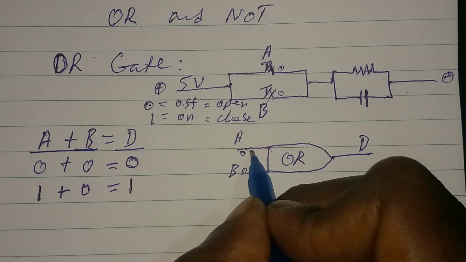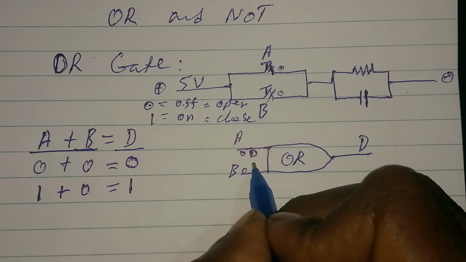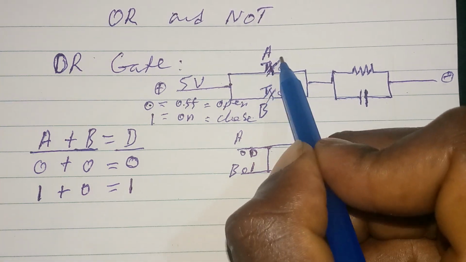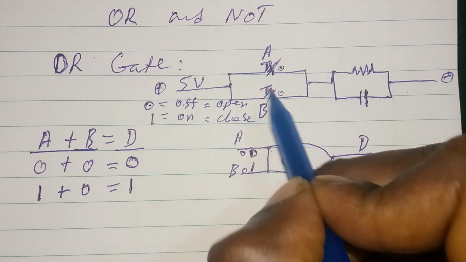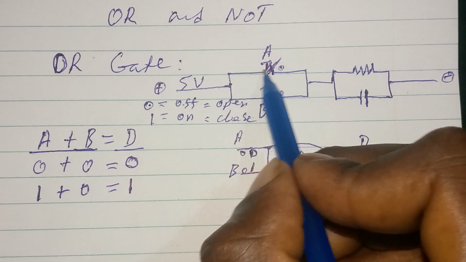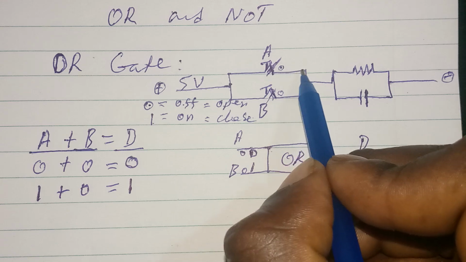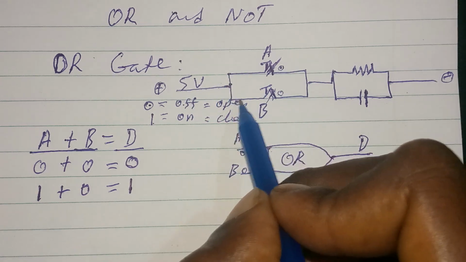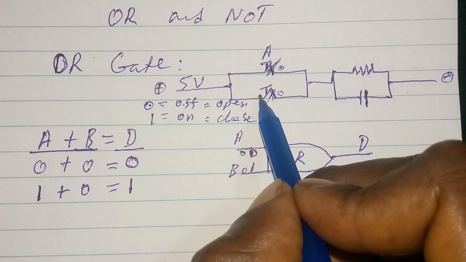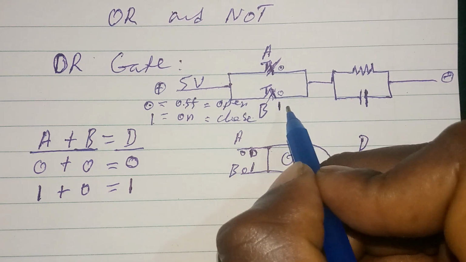As well as if we leave switch A open and then we close switch B here, what will happen? Switch A is now open and switch B is closed. So the voltage cannot pass through switch A, because switch A is open. It will now take this path to pass through switch B to power the circuit, because switch B is definitely closed. So switch B here will be 1.